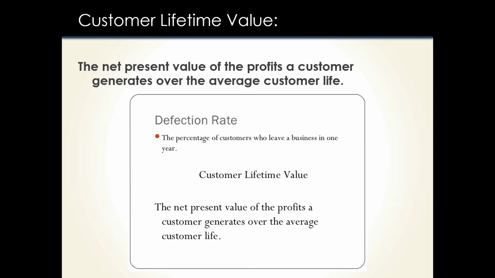Really what we're striving for, and what companies like the Amazons and the Apples strive for, is CLV. And CLV, customer lifetime value, plays a huge part, where if they were able to give you a little discount to keep you satisfied, they know that they will retain you and you will stay with them for a very long period of time. So really it is the net present value of the profits a customer generates over the average customer life. An average customer life could easily be 30 to 40 years.